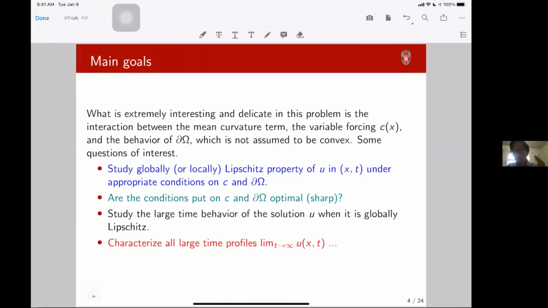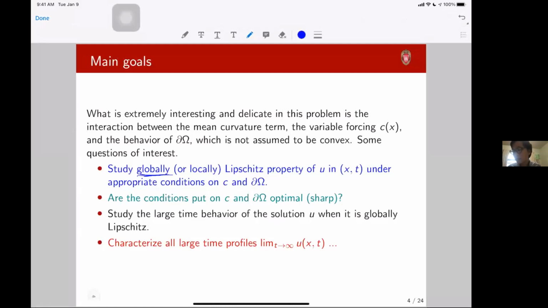So our goals really go past the well-posedness theory. We want to study, of course, the regularity of the solutions. The best we can hope for is always Lipschitz regularity in the theory of viscosity solutions. So we want to study when we have Lipschitz regularity in space and time. And what is really important is that we want to have Lipschitz regularity globally for all time.